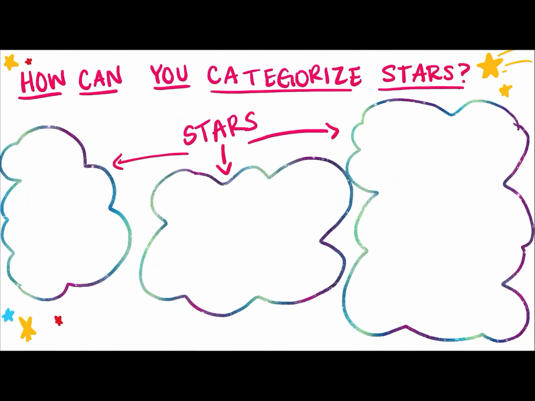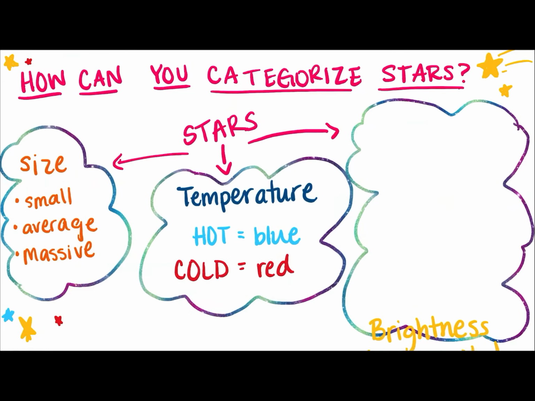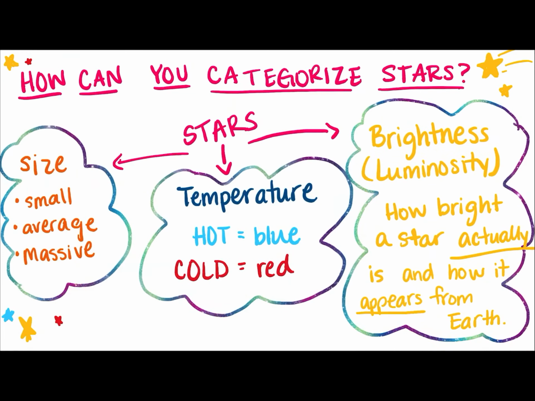Now, these stars can be grouped into three major categories: by their size, by the temperature, and by the brightness or the luminosity. So luminosity is how bright a star actually is and how it appears from Earth. That's where if you went out at night, looked into the sky, you'll notice that there are some that just twinkle brighter than others. That could be because they're closer, but it also could be because of their size.